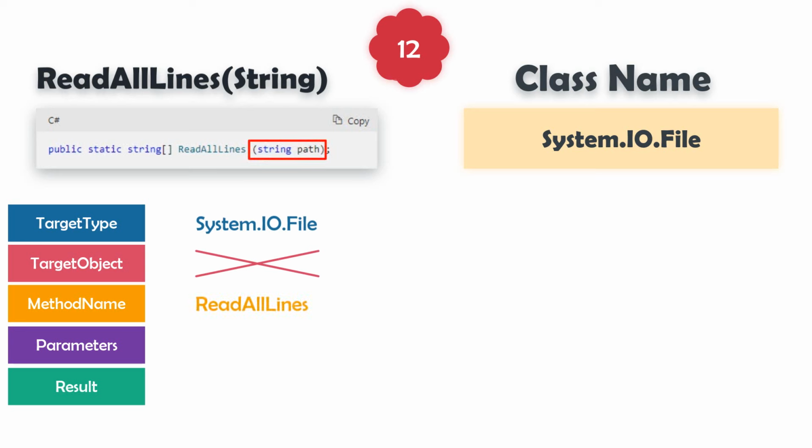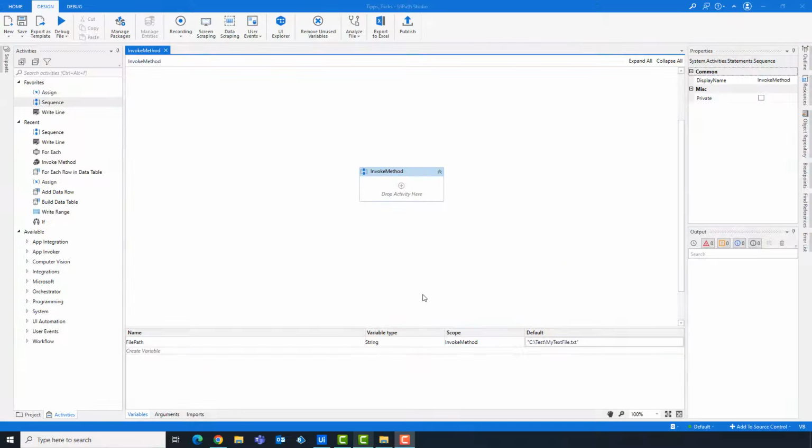We have only one parameter of type string. Here we have to set the file path, which we want to read. For example, this path. And we have an output of type array string. So we need to create a variable of type array string to store the lines of the file. That's it. Let's do it in UiPath.